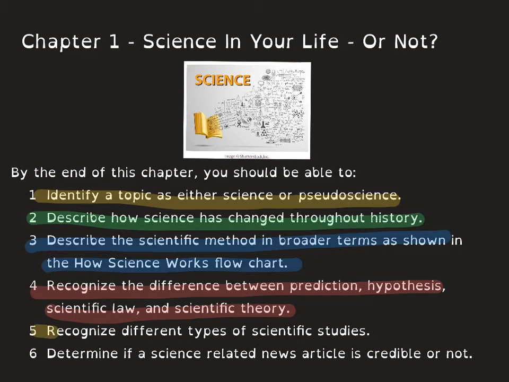You will use a document called Types of Scientific Evidence to recognize the different types of scientific studies and understand their hierarchy and what level of confidence you should have in their results. Lastly, you will put most of this together along with a document called Spotting Bad Science to determine if a science-related news article is credible or not.